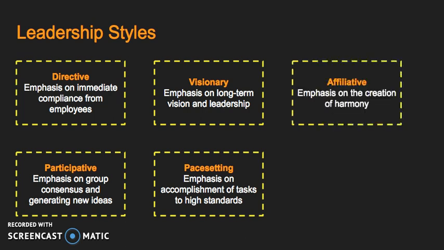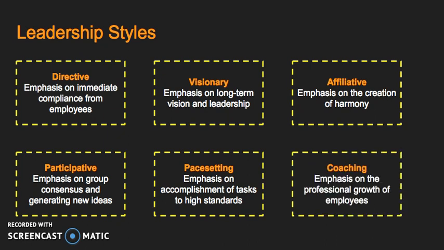We've got affiliative, where the emphasis is on the creation of harmony in the workplace. And finally, we've got coaching, where the emphasis is on professional growth of the employees, where the leader takes on more of a coaching role as opposed to a managerial role.